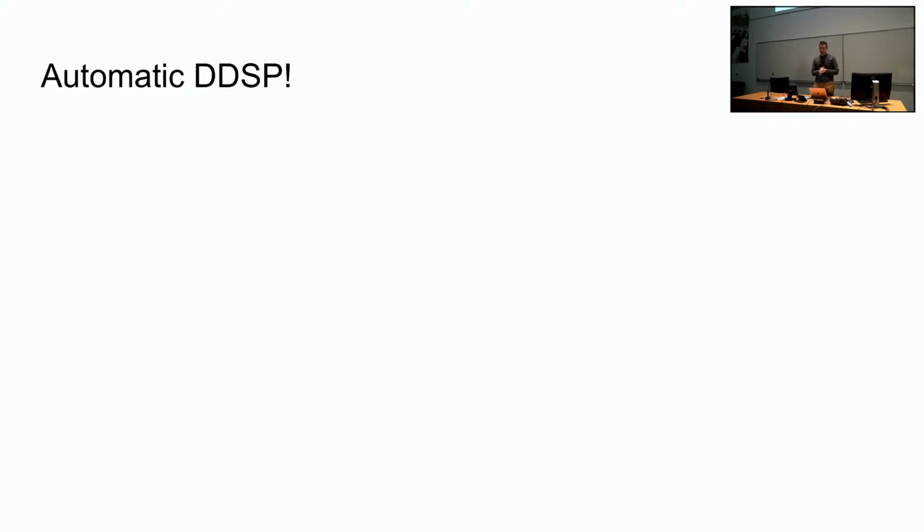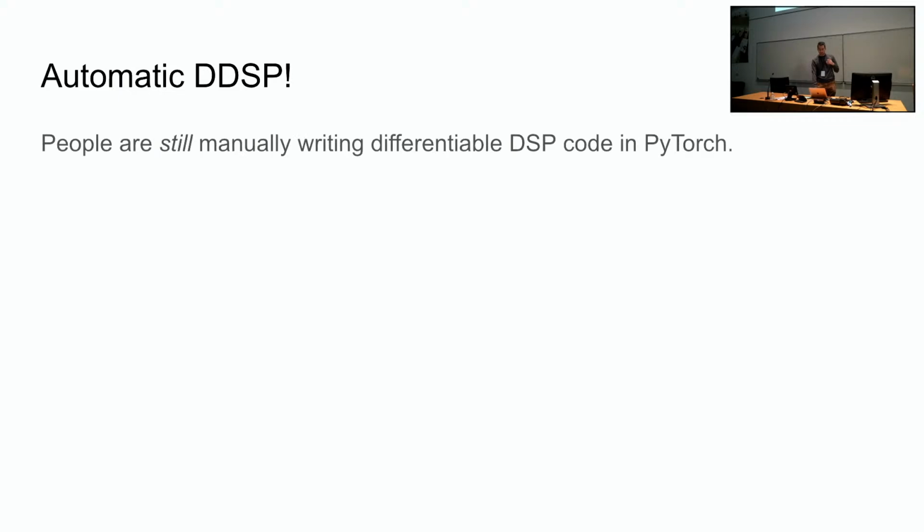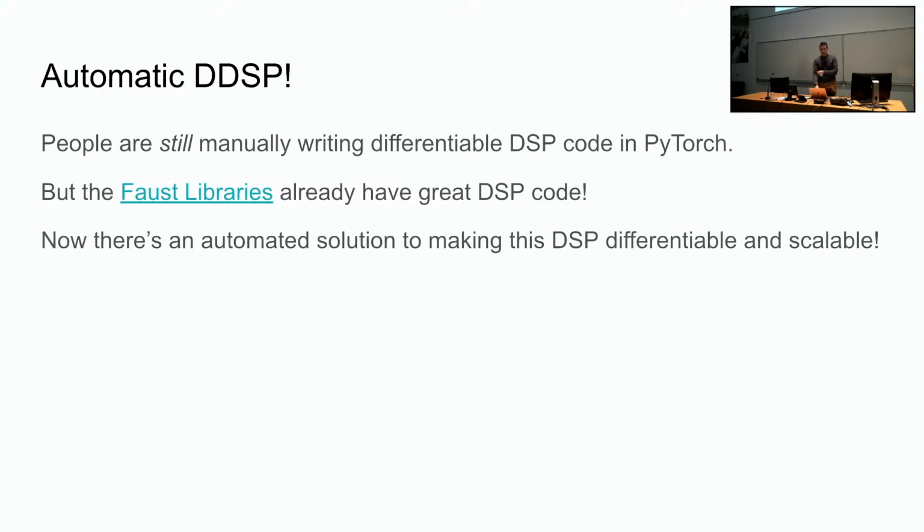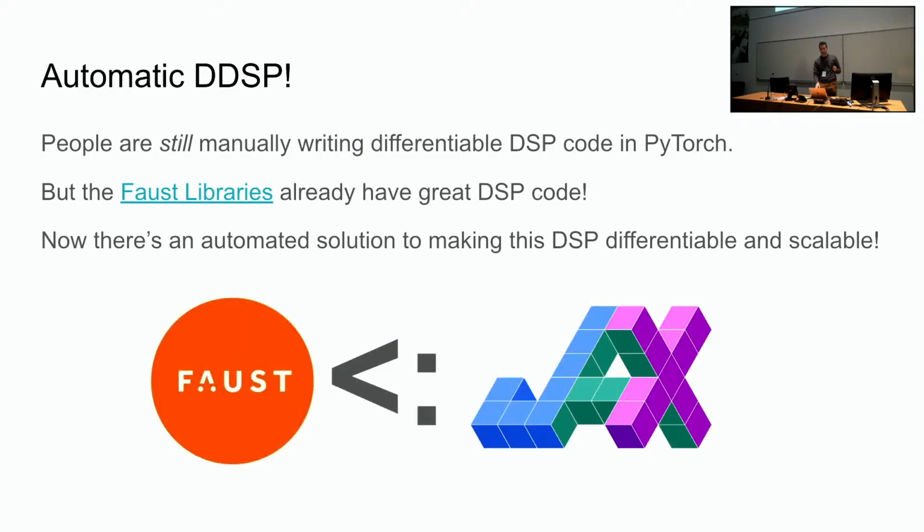Faust and JAX, which is automatic translation from an audio DSL, such as Faust, into a machine learning framework, which is DDSP. So the takeaway point is that people are still manually writing differentiable DSP code in PyTorch, which is time-consuming and error-prone, and they're not taking advantage of the Faust libraries, which already have great DSP code. So I'm happy to share with all of you that there is an automated solution to making this DSP differentiable and scalable, and that solution is Faust to JAX, taking the audio DSL of Faust and automatically converting it into the JAX machine learning framework for numerical optimization.